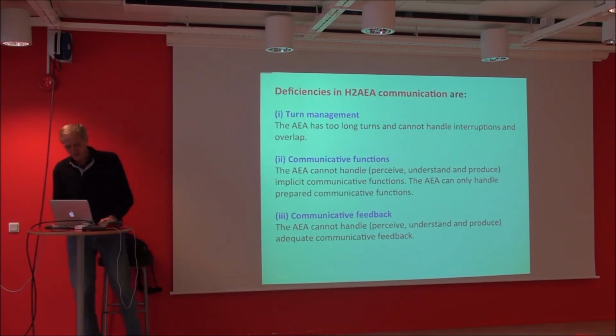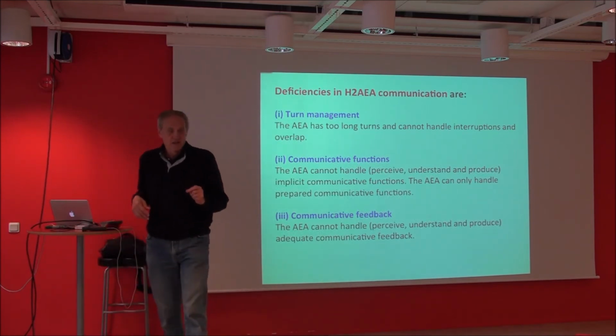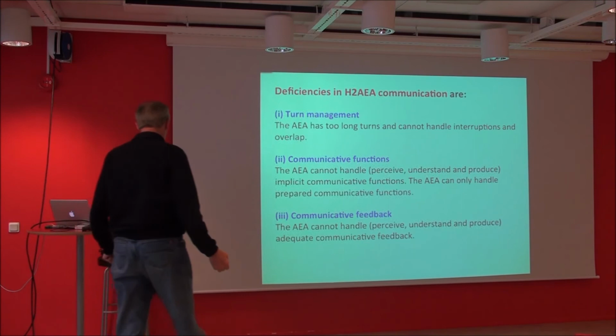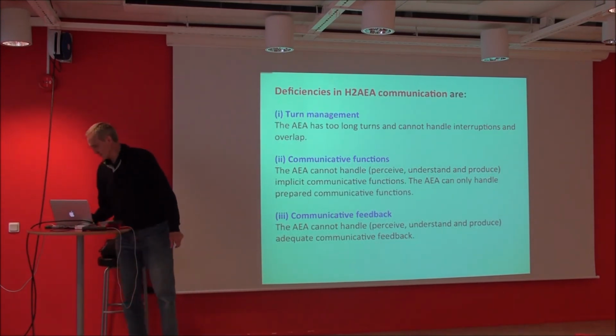So if we try to summarize what we have talked about. The first thing we did was turn management. The artificial agent has too long turns and cannot handle interruptions and overlap. Communicative functions: the artificial agent cannot perceive, understand, or produce implicit communicative functions. It can only handle prepared, pre-planned communicative functions. When it comes to feedback, the artificial agent cannot handle adequate communicative feedback as we saw. It's only a very special case, namely answering questions or requests.